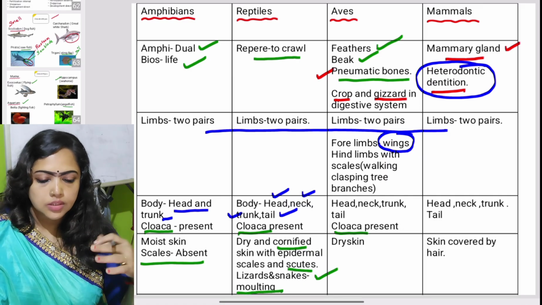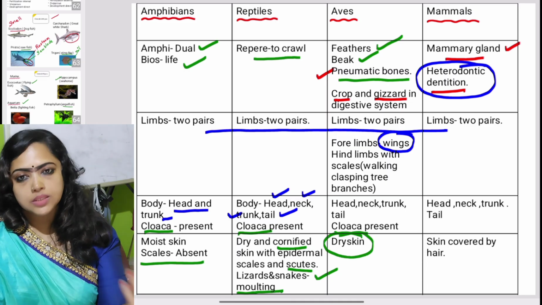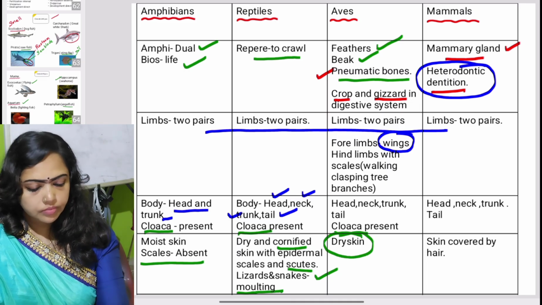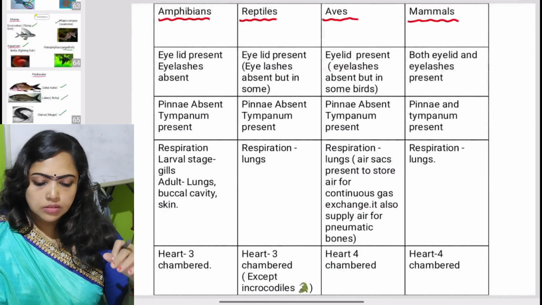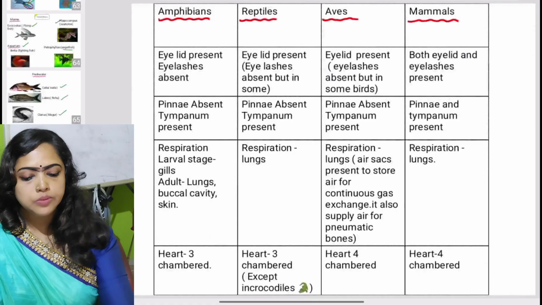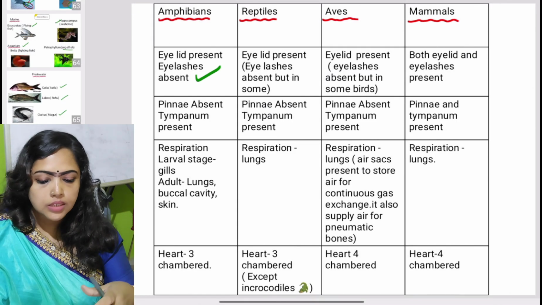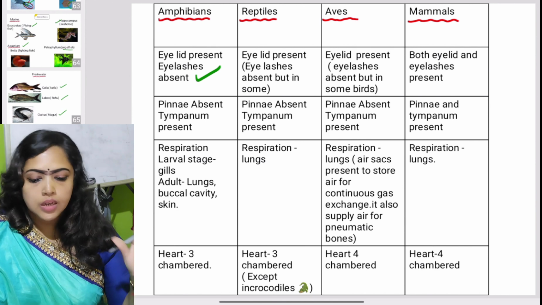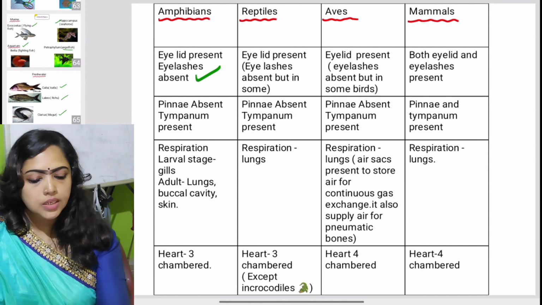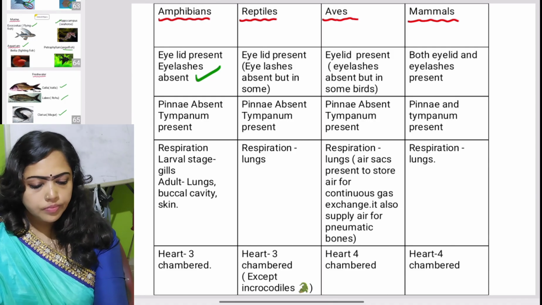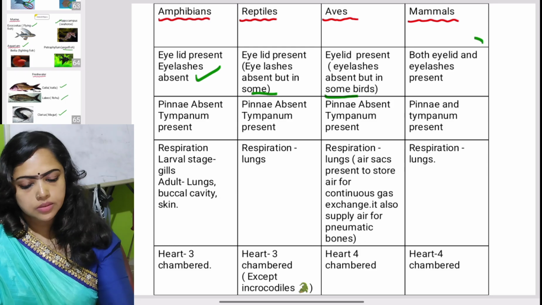And then the features, the skin of apes, it is also dry, and then the mammals, the skin is covered by what, hair. And then features of eyelid and eyelashes. Eyelid is present but eyelashes are absent in amphibians. And reptiles and apes also same thing, that is eyelid is present but what is absent, eyelashes are absent, but some exceptions, that is simple eyelashes are present in some animals. Okay. And then mammals, both eyelids and eyelashes are present.